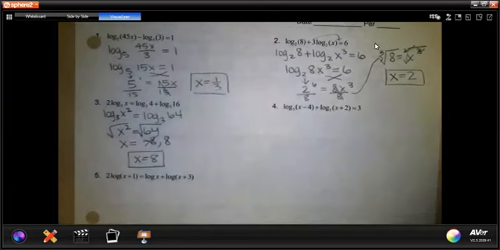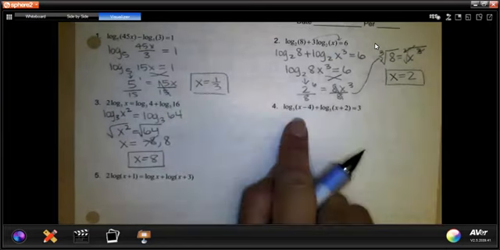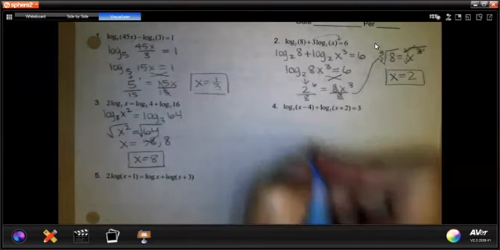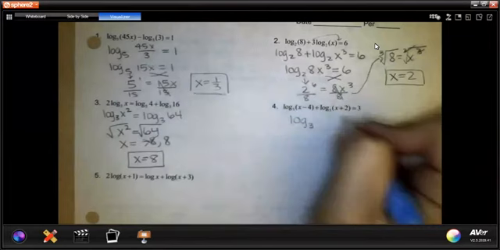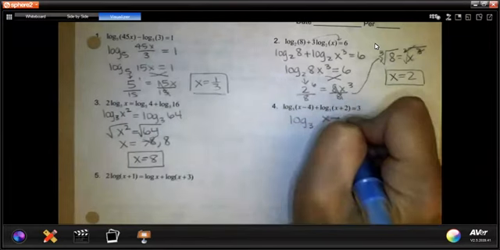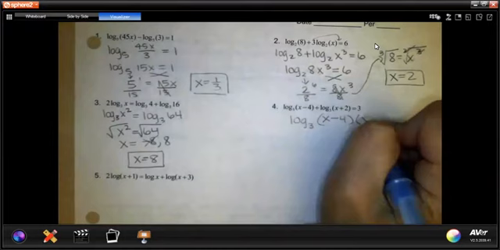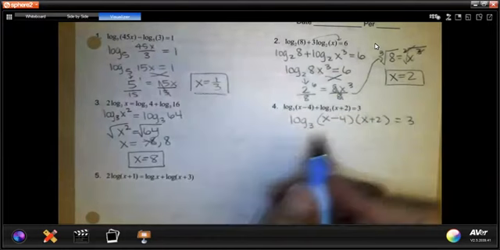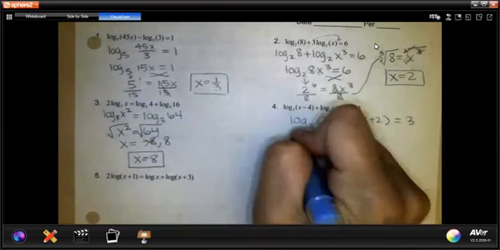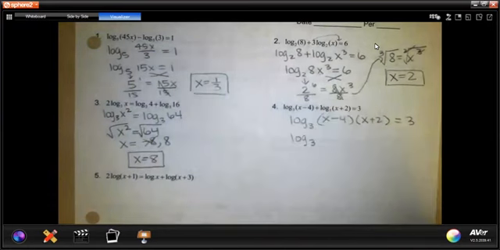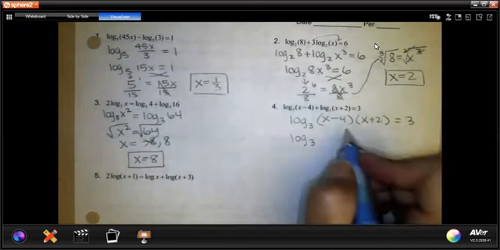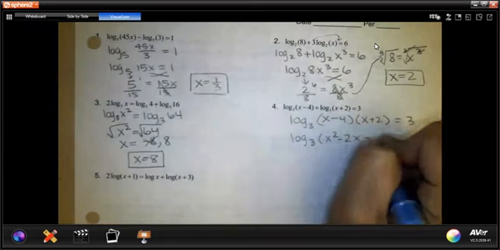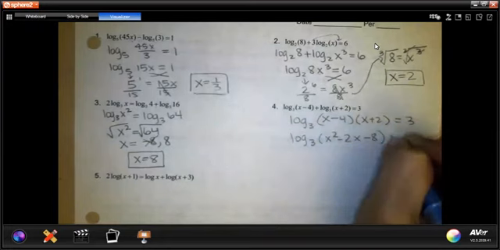All right, for number 4, again, we've got two things that are separated by a plus here. They're both the same log, so I keep the log base of 3, and then I take x minus 4, and I multiply it times x plus 2. I'm going to go ahead and multiply these out, which means you have to FOIL or use the box, however you multiply those two there. That gives us x squared minus 2x minus 8 is equal to 3.